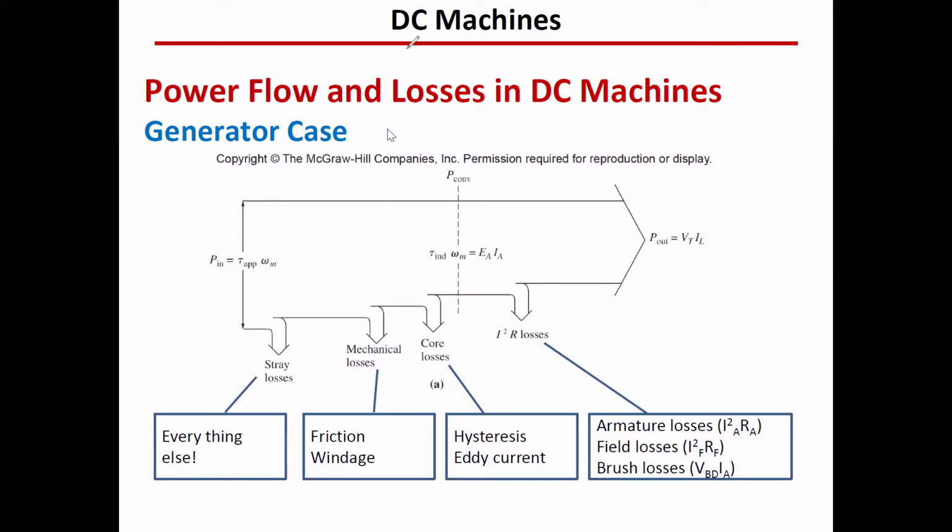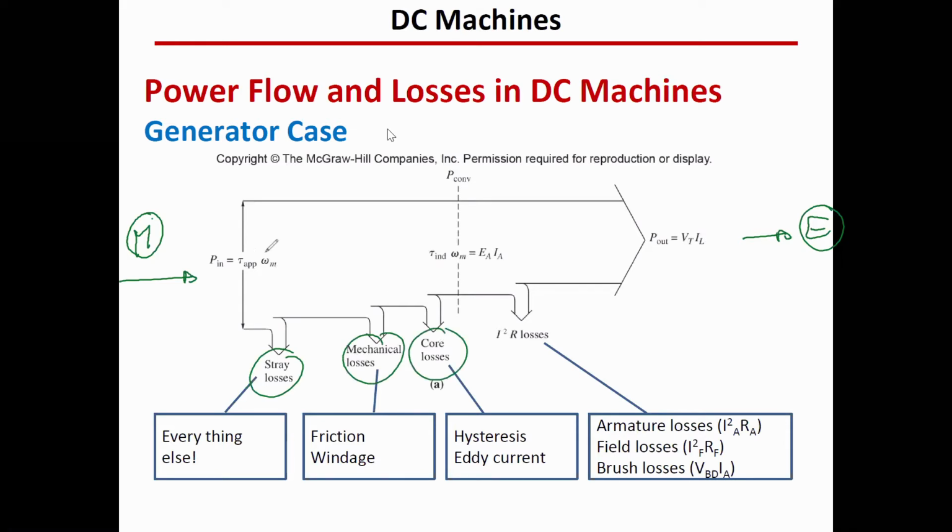The power flow is similar to the power flow that we learned before about DC motors, but for the generator case, as I mentioned again and again, it's about the direction. The input is mechanical, the output is electrical. So first we have the mechanical losses, and the mechanical input is torque times omega. Then we have the developed power, which is torque times omega, equal to EA IA. This is converted or developed. Then we have the losses, I squared R losses, and terminal electrical output.